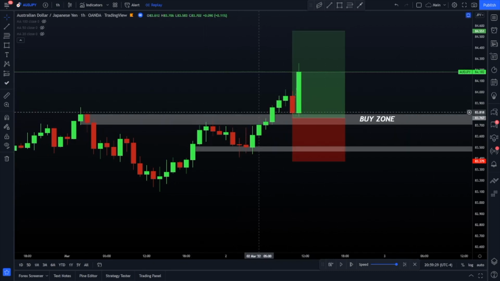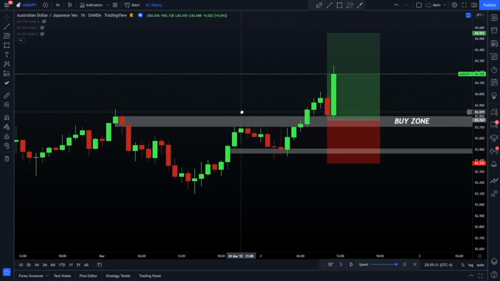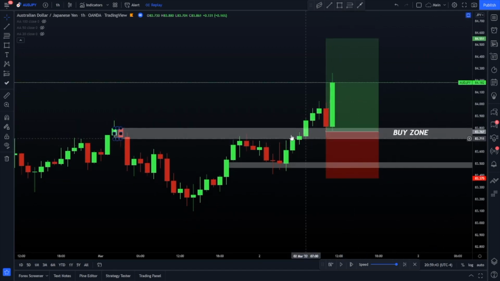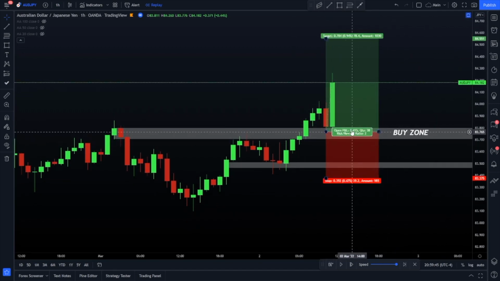Now, this is not going to work out like this every single time, but the idea here is the same. We have a very clear example of a break of structure, a pullback to that structure, and now we're looking for more follow through. And again, we've talked a lot about entries here, looking for a good spot to get in.